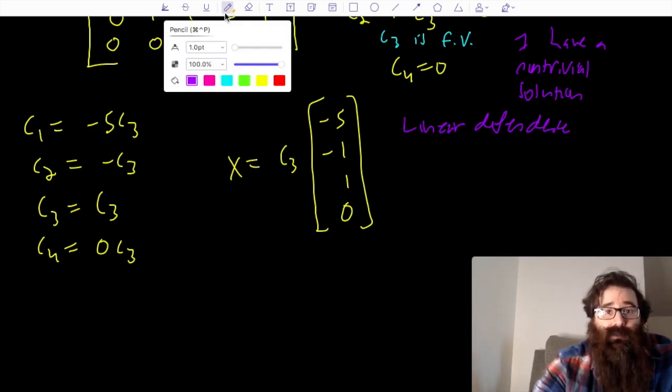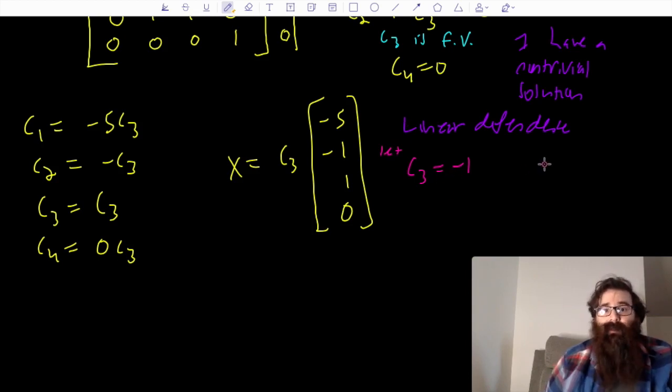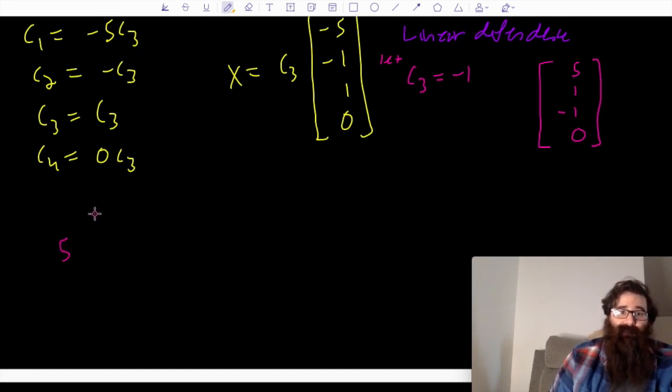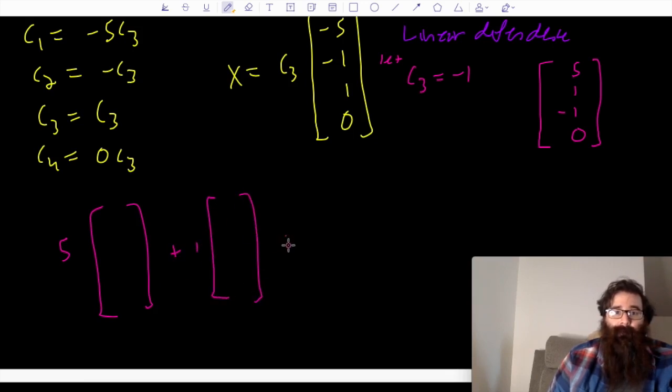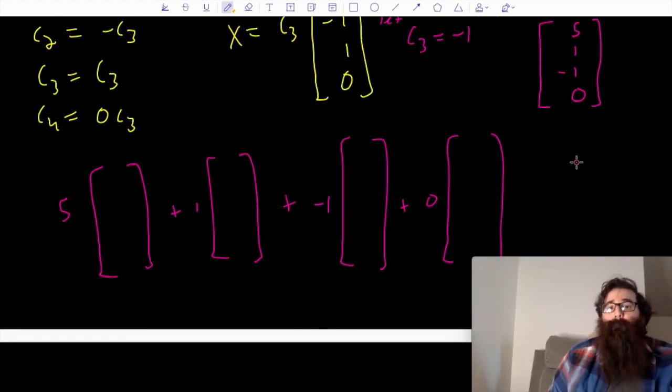So let me change colors too. I want everything to stand out real nice for y'all. So if I let c sub 3 be -1, you could pick something different, don't pick 0, then the vector that I get, multiplying -1 to all of these entries, is +5, +1, -1, 0. But this is trying to tell me what coefficients I should have on the vectors. Let me sort of get some space for this. So I'm saying 5 times a vector plus 1 times a vector plus -1 times a vector plus 0 times a vector. And I'm hoping that this linear combination gives me the 0 vector out.